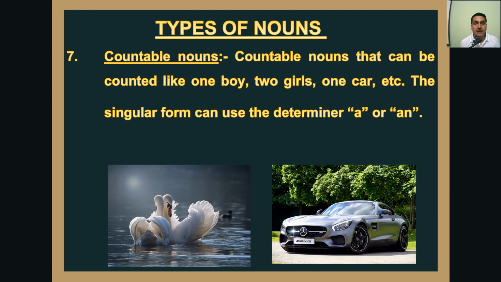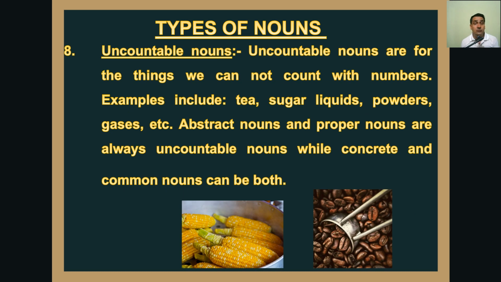The next one we have is the countable nouns. Countable nouns can be counted, like 1 boy, 2 girls, 1 car, etc. The singular form can use the determiner a or an, so something that you can count. And we have the eighth one, uncountable nouns. Uncountable nouns are for the things we cannot count with numbers. Examples include tea, sugar, liquids, powders, gases, etc. Abstract nouns and proper nouns are always uncountable nouns, while concrete and common nouns can be both.